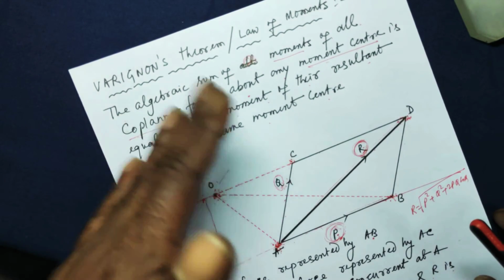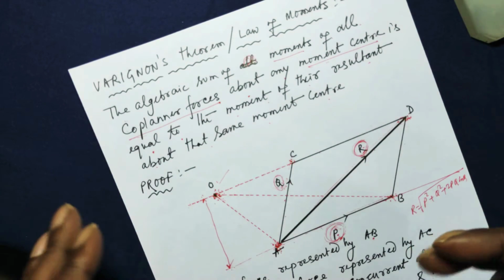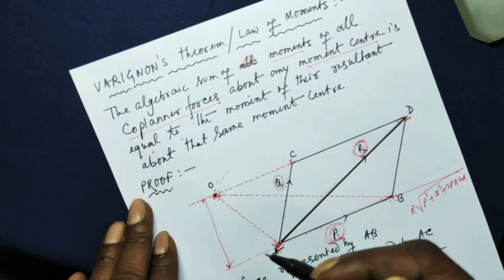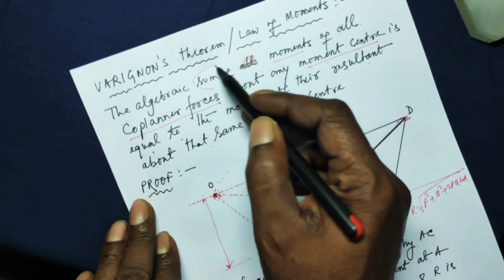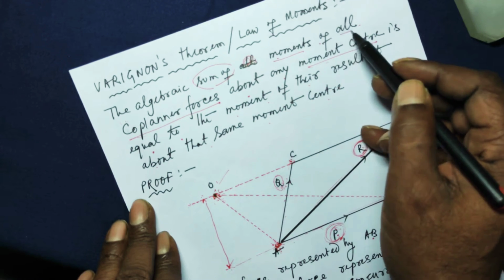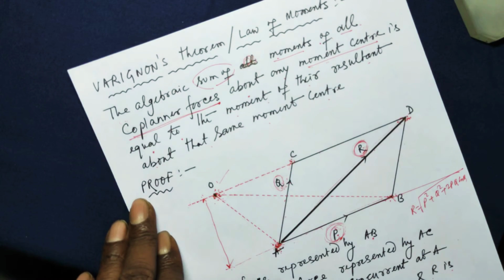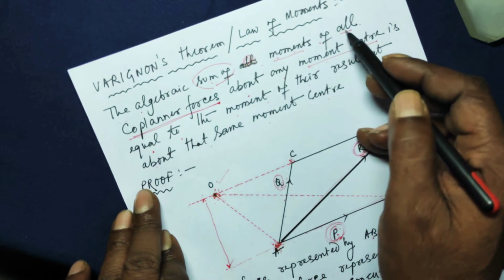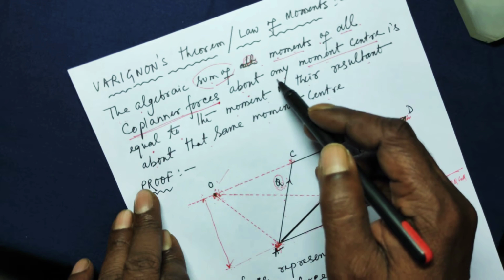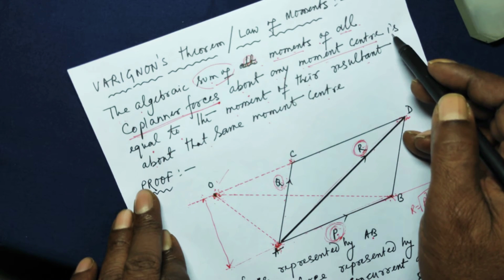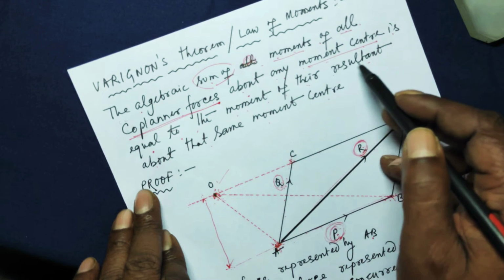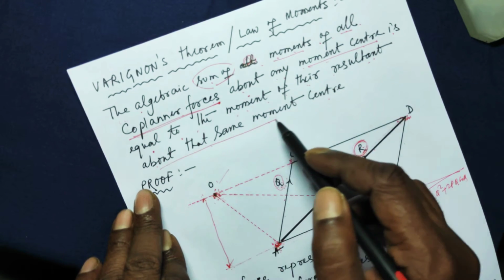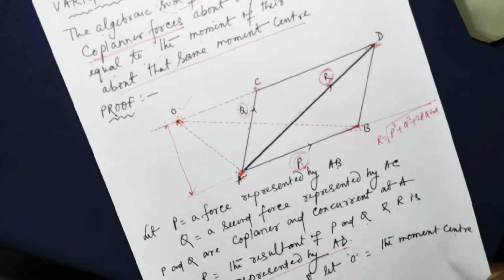So Varignon's theorem, also called the law of moments. What it says, I will explain word by word. The algebraic sum of moments of all coplanar forces. Here I will take 2 coplanar forces to explain, but in fact it applies to any number of coplanar forces. The algebraic sum of moments of all coplanar forces about any moment center is equal to the moment of the resultant about the same moment center. Now look, very simple.